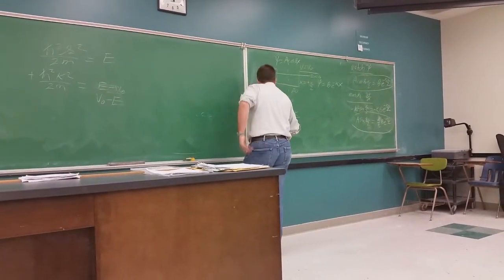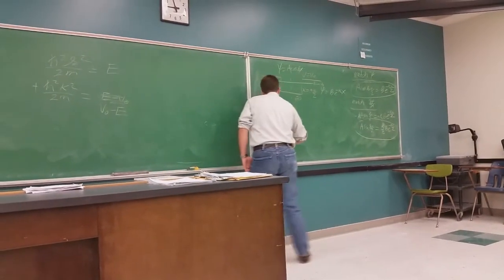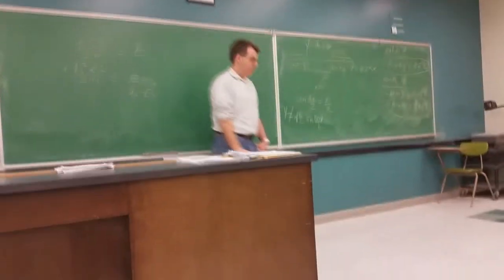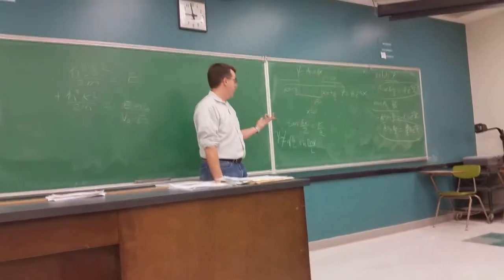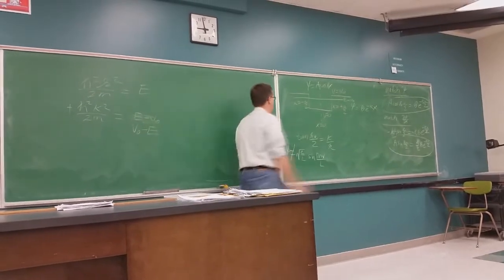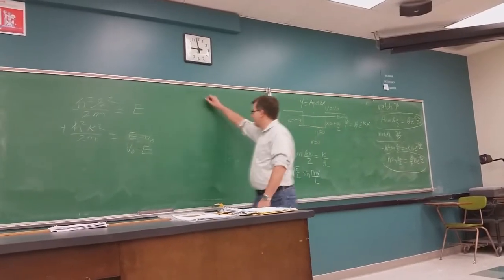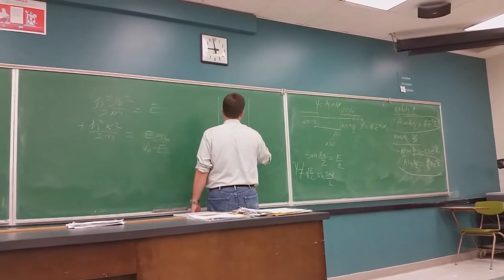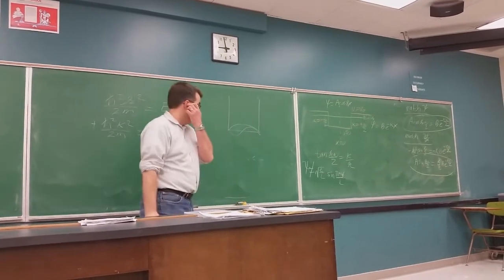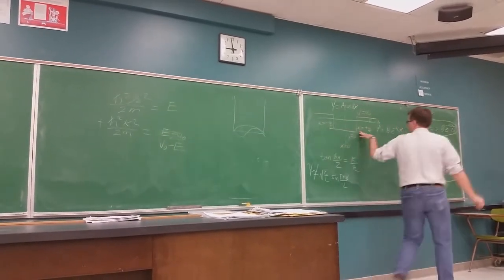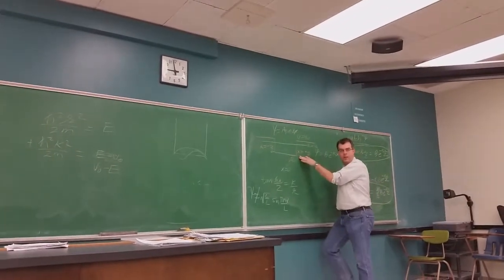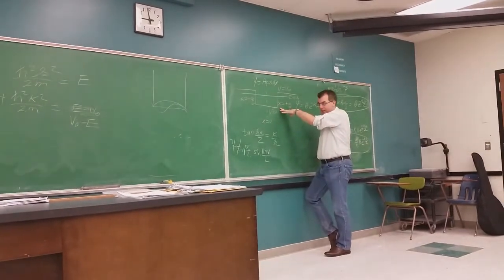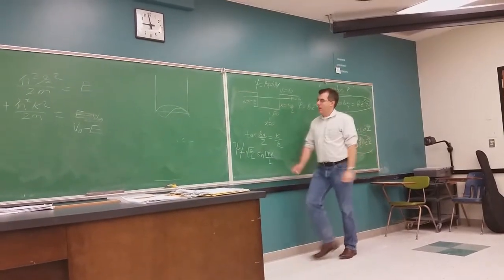Psi is not equal to the square root of 2 over L times sine of pi n x over L, over the width A. That's only for an infinite square well, because for an infinite square well, psi is 0 at the edges. But here, once we go out into this disallowed region, it's not 0, it's e to the minus kappa x, which is small, but not 0. That's the difference between this and this.